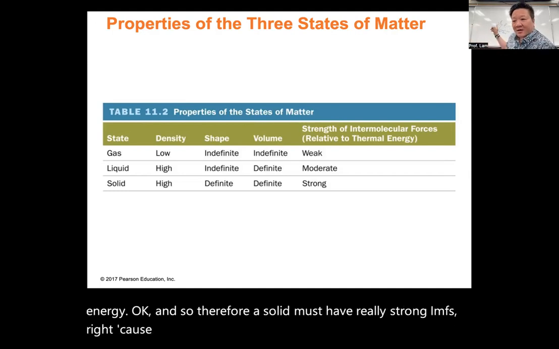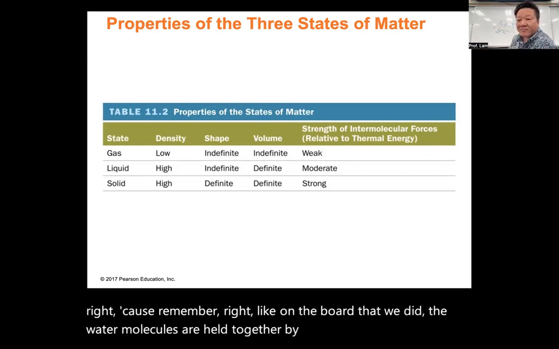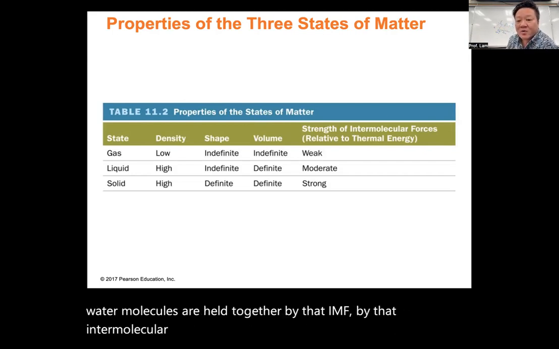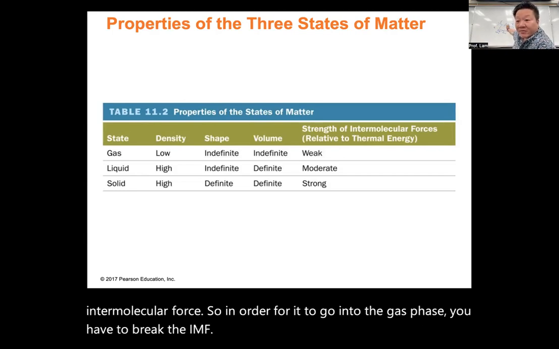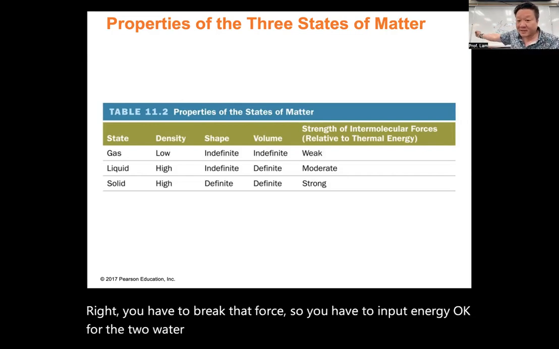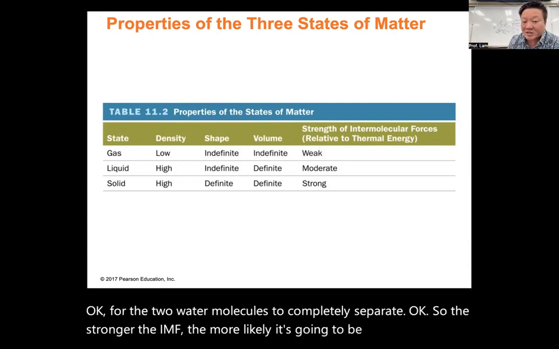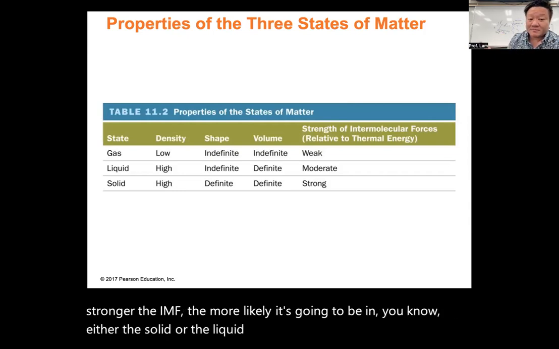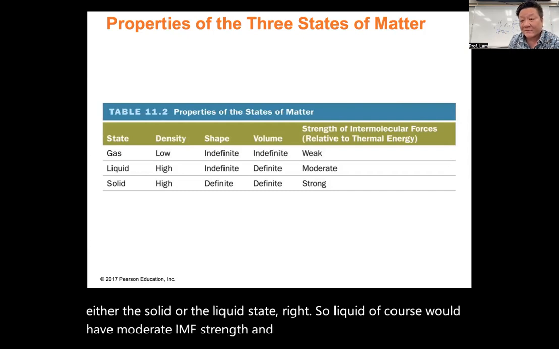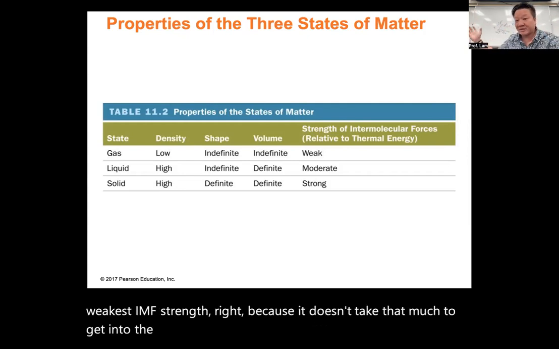Because remember, like on the board that we did, the water molecules are held together by that IMF, that intermolecular force. So in order for it to go into the gas phase, you have to break the IMF, right? You have to break that force. So you have to input energy, okay, for the two water molecules to completely separate. So the stronger the IMF, the more likely it's going to be in either the solid or the liquid state. So liquid, of course, would have moderate IMF strength, and then the gas state would have the weakest IMF strength, right? Because it doesn't take that much to get it into the gas phase to completely break the IMF, right?